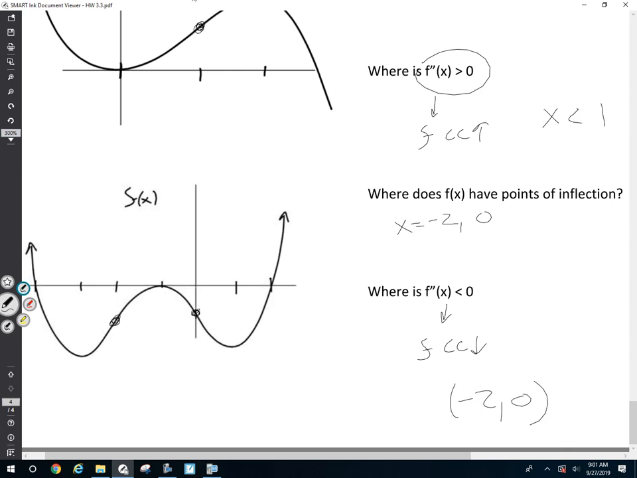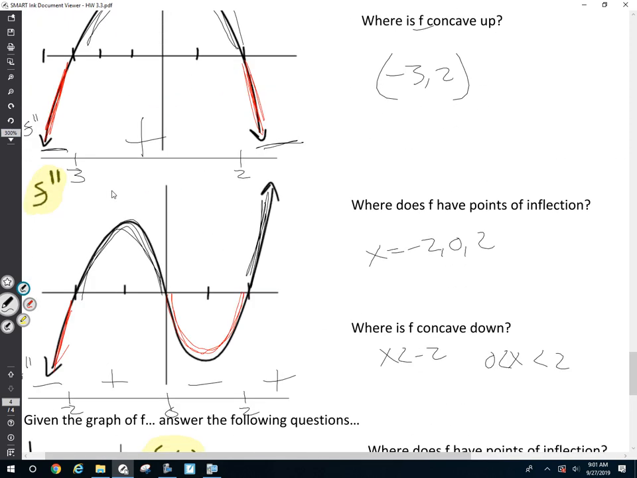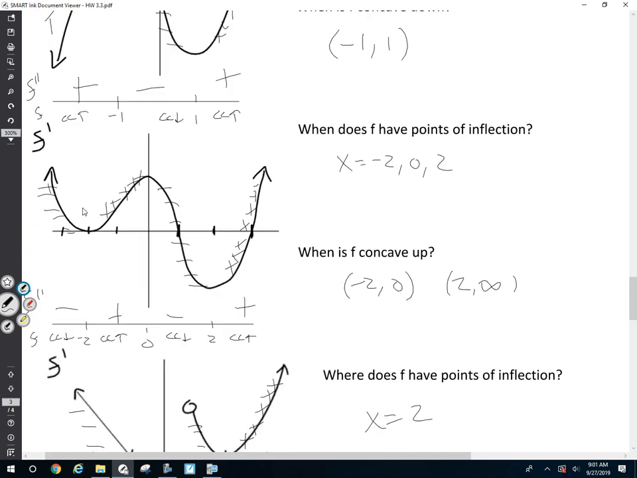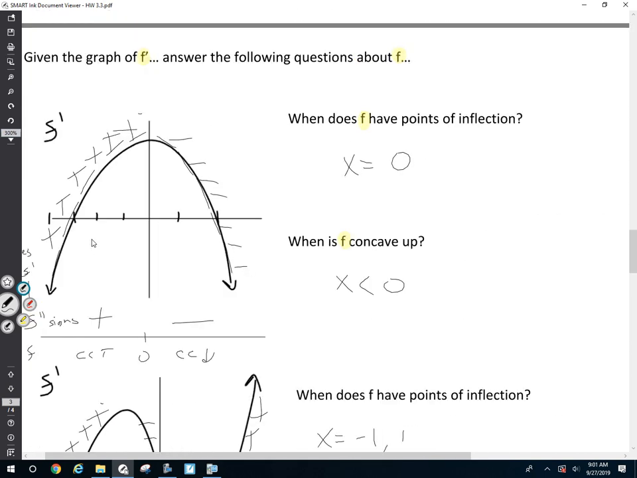Okay? So lots of different ways to ask the same questions given different things. Make sure we've understood what you should be looking at when you're given the graph of f, when you're given the graph of f double prime, when you're given the graph of f prime. Okay? Thank you.